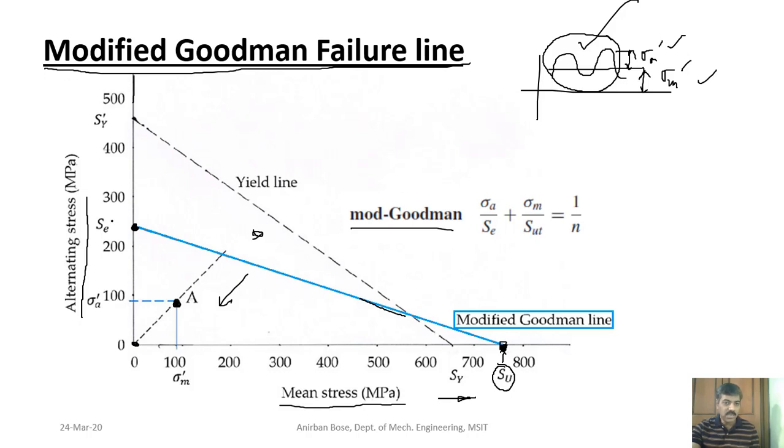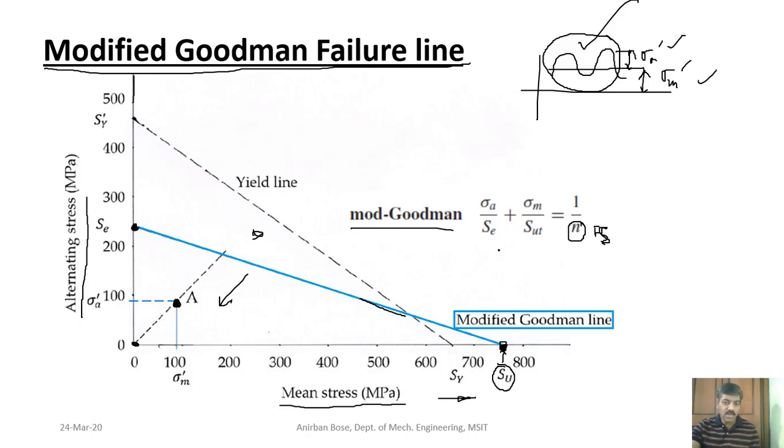So what is the equation of this straight line? Sigma a and sigma mean are the two axes. So sigma a by sigma a (the y intercept), and sigma ultimate (S_ut) is the x intercept. So sigma a by sigma ac plus sigma m by S_ut is equal to 1 by the factor of safety. This is the factor of safety, FS.